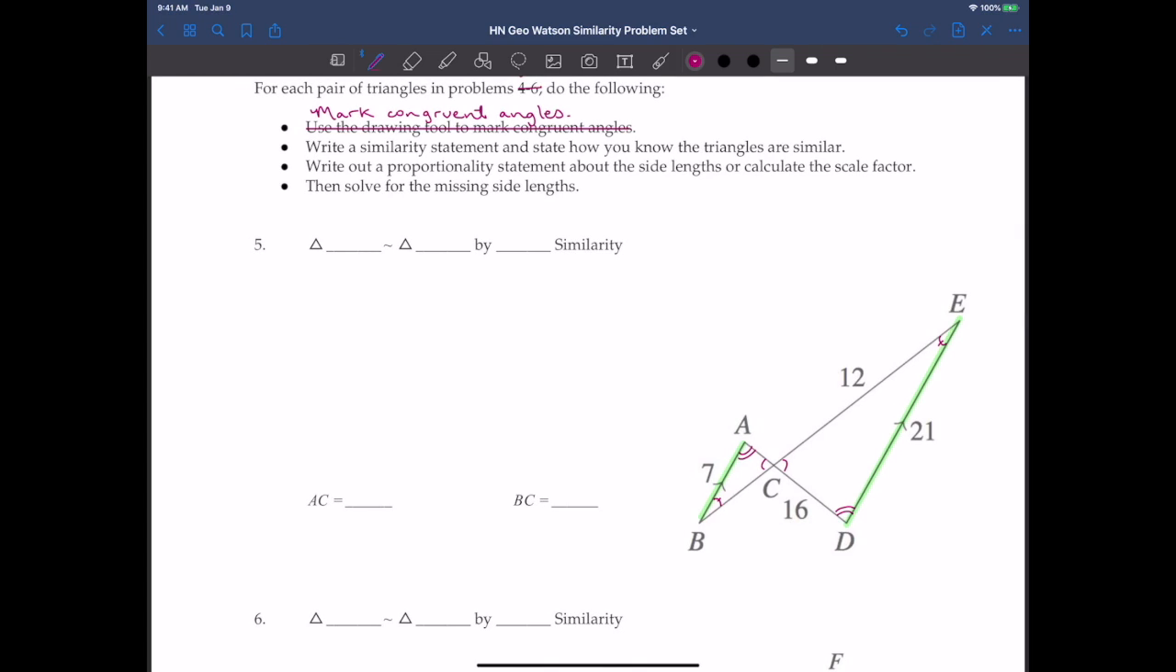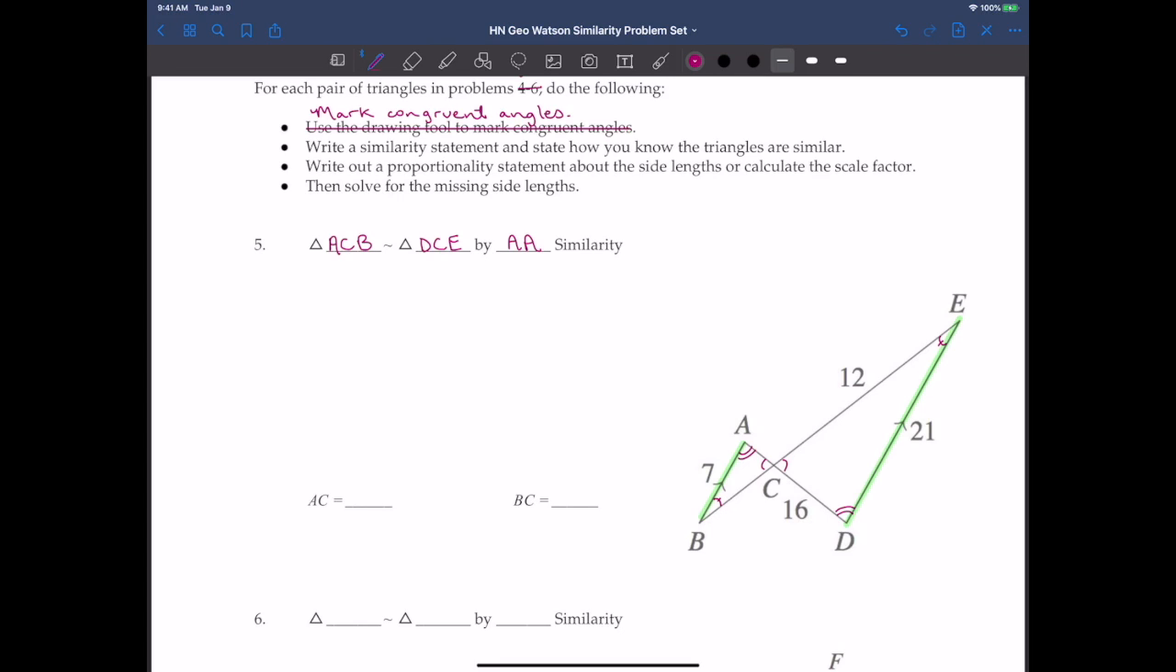So let's start by writing out the similarity statement. We need to go in order. So we have ACB is similar to DCE by angle-angle similarity. So we've marked up the angles, we wrote a similarity statement, and we said how we know the triangles are similar. And now we want to write out a proportionality statement about the side lengths or calculate the scale factor.